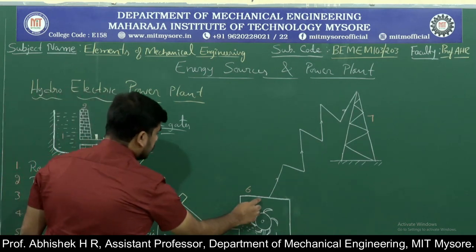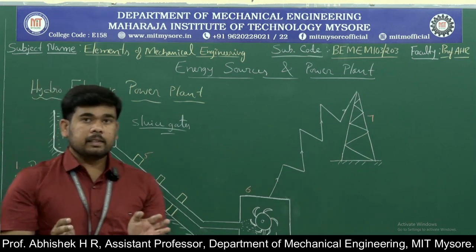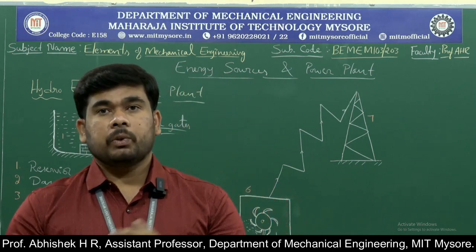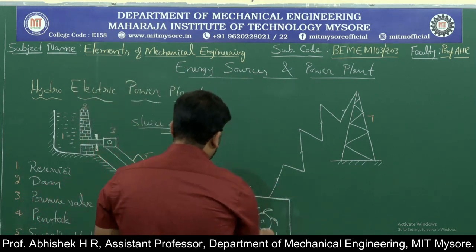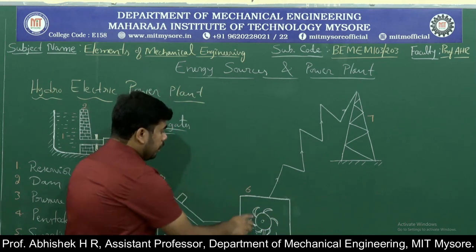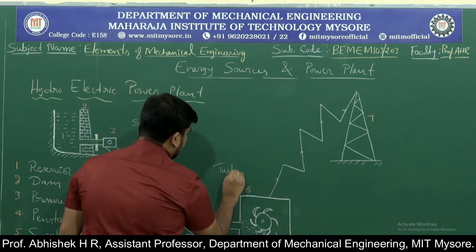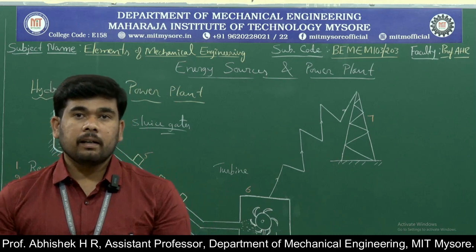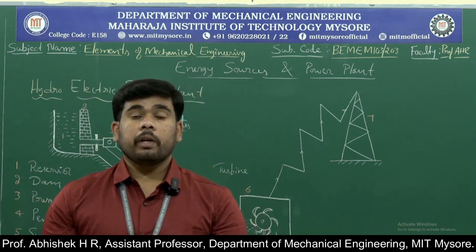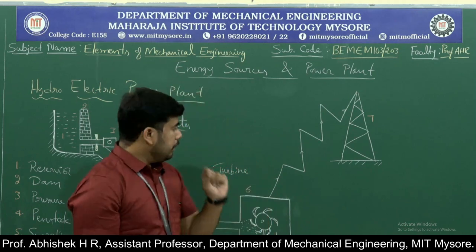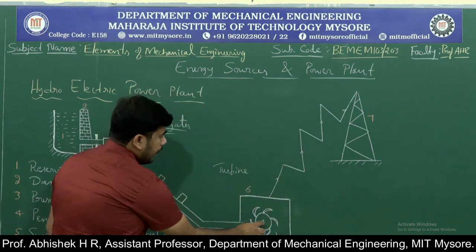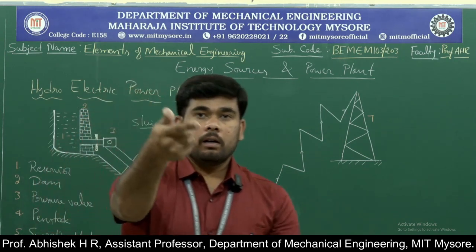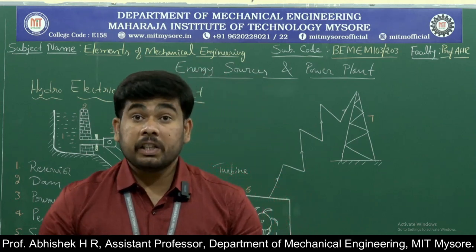Then next we have the 6th one, the powerhouse. This is the main place where we generate the electricity from this water. Let us see the components we have in this powerhouse. The very first one is the turbine, the water turbine. This is the main mechanical device which converts the flowing water into electricity. For this turbine a shaft has been connected, and the other end of the shaft has been connected to the generator.